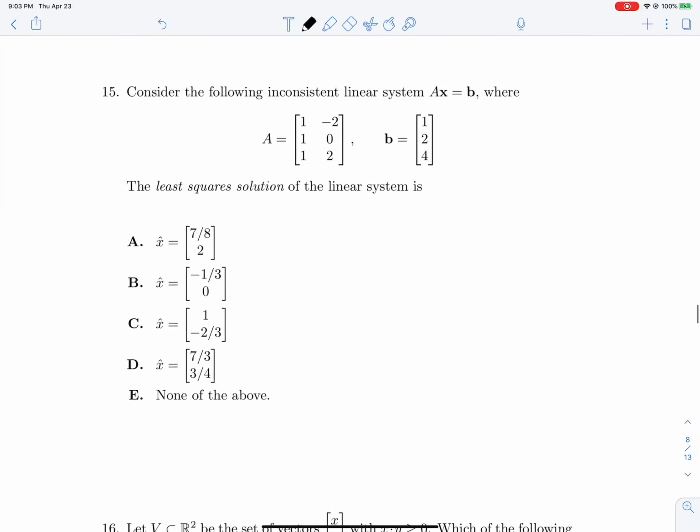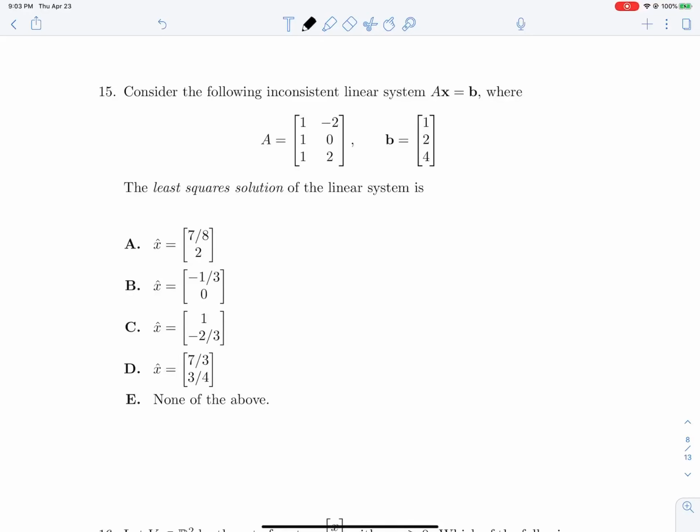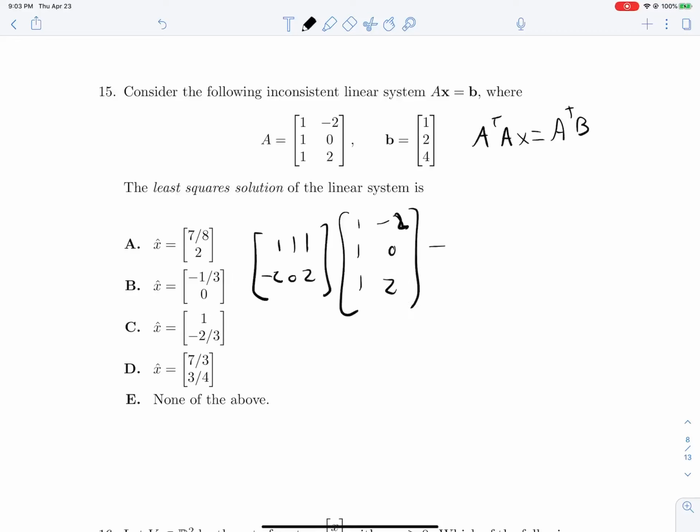We have an inconsistent linear system here. Let's find the least squares solution. That means we are solving A transpose A x is equal to A transpose b. Let's do that. A transpose is 1, 1, 1, negative 2, 0, 2, and we're multiplying that by A, 1, 1, 1, negative 2, 0, 2, and we'll get a 2 by 2 matrix with entries 3, 0, 0, because it's symmetric, we can just fill that in, and 8.